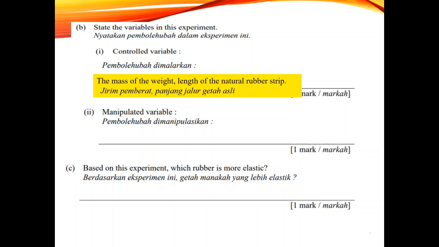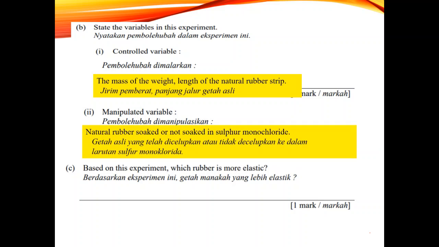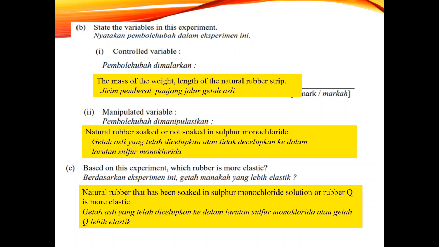For the manipulated variable, you can see rubber Q is soaked in the sulfur monochloride solution. So you can write down like this: natural rubber soaked or not soaked in the sulfur monochloride solution. Okay, C, based on this experiment, which rubber is more elastic? The rubber P and the rubber Q, which one is more elastic?